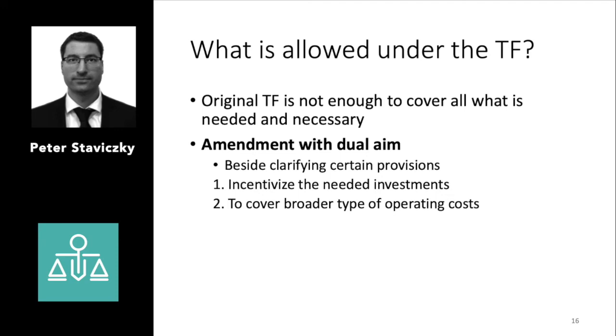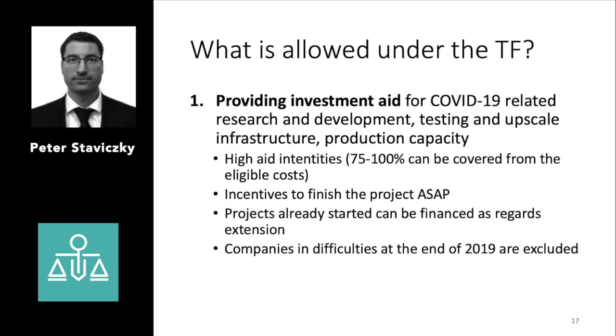So about the first, next slide, the 17th slide, providing investment aid for the virus-related research and development, testing and upscale infrastructure and production capacity. All this is allowed to overcome the crisis with the help of firms which are producing these kind of materials or testing vaccines, or they are working on different types of solutions. Similarities on these types of categories are that there are very high aid intensities. These are linked to investment costs. There are incentives to finish the project as soon as possible, and companies in difficulties are excluded.